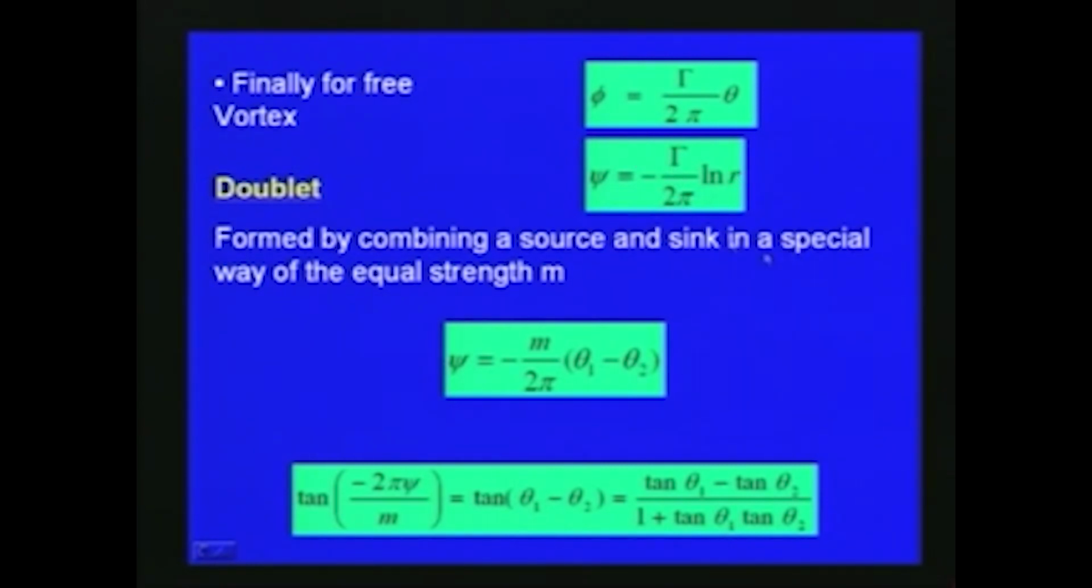So for free vortex flow, if there is the circulation gamma, then we can define the velocity potential phi is equal to gamma divided by 2 pi theta, and psi, the stream function, is equal to minus gamma by 2 pi natural log r, where gamma is the circulation and r is defined here as well as in the previous figure.